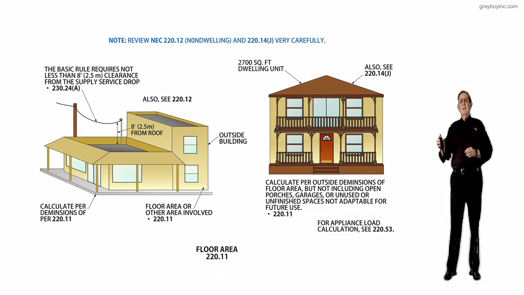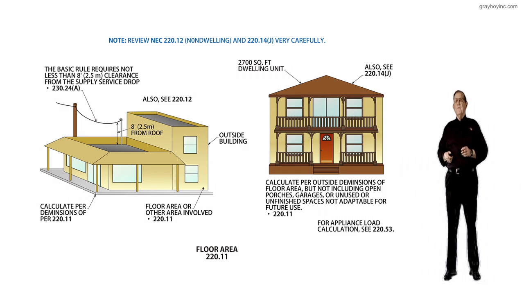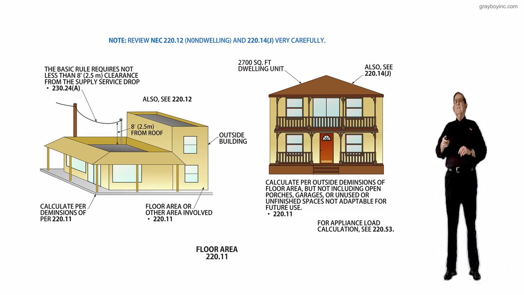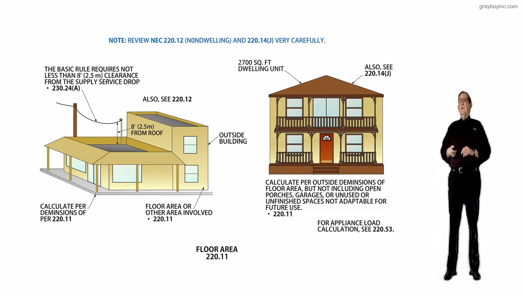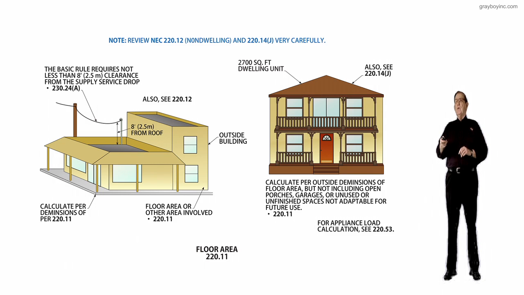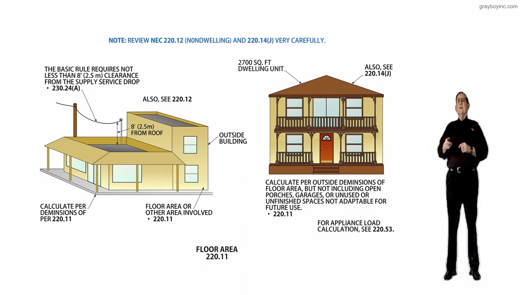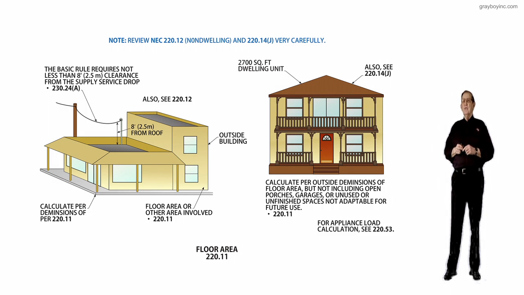So let's look at what I call the first rule. Determine what type of facility that you have. This particular rule is dealing with dwelling units. So we would look at the facility to the right, and we have a 2,700 square foot dwelling unit. We'd go next to 220.14(J) with the arrow pointing at the top of the dwelling unit and pick up the 3 VA per square foot. So 3 VA per square foot times 2,700 square foot would give you the general lighting load.